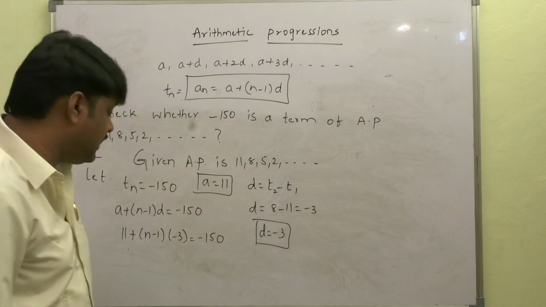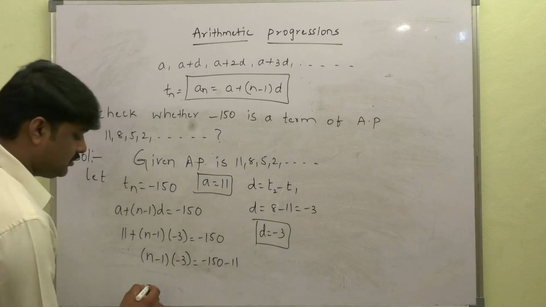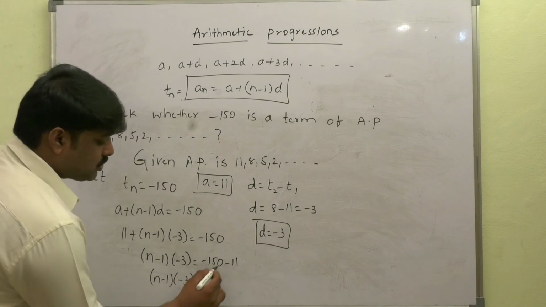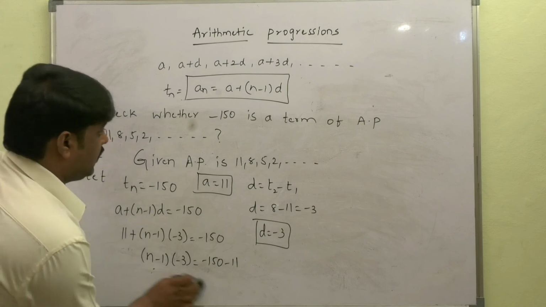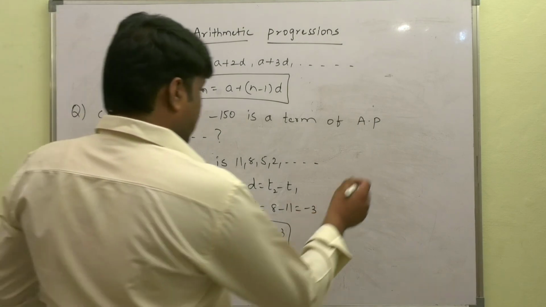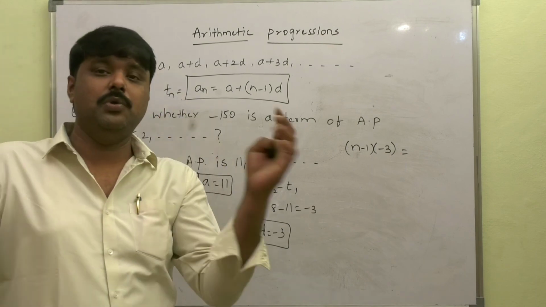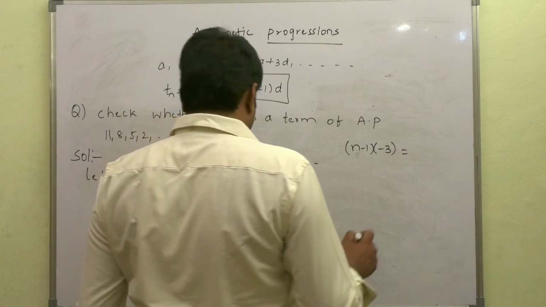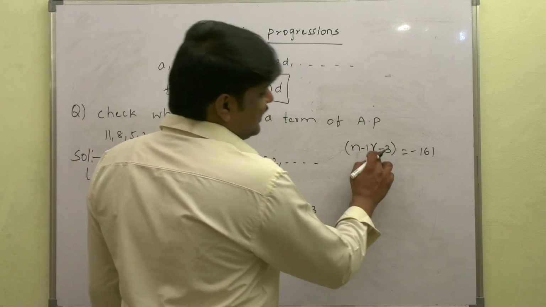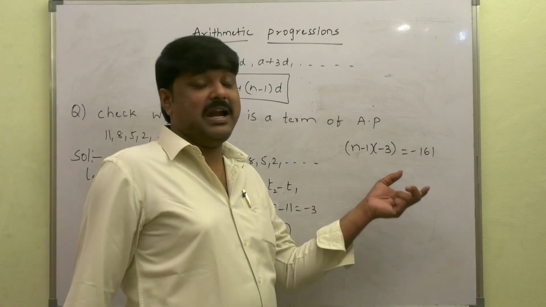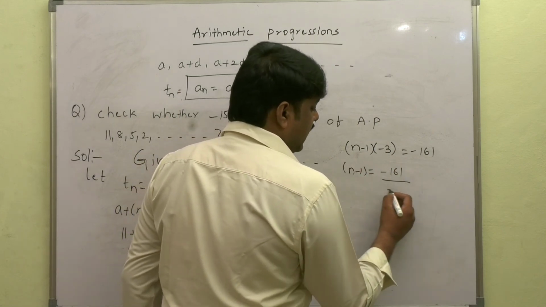Plus 11, let us send it to that side. It becomes minus 11. n minus 1 into minus 3 equals minus 150 minus 11. When both have negative signs, we add them and put the sign that both have. That is, minus 150 minus 11 is minus 161. Okay, let us send this minus 3, same as that problem. Minus 3 under multiplication to that side, then it comes under division. n minus 1 equals minus 161 by minus 3.